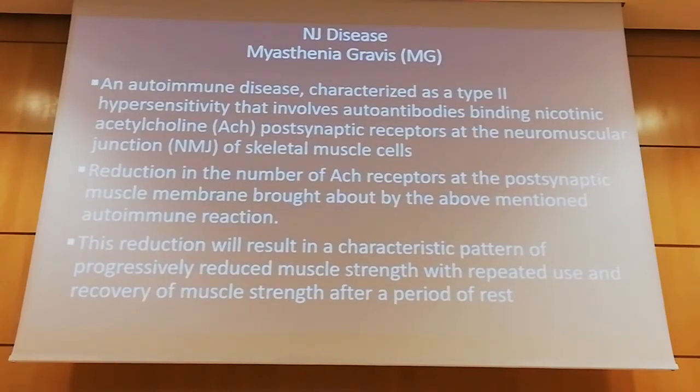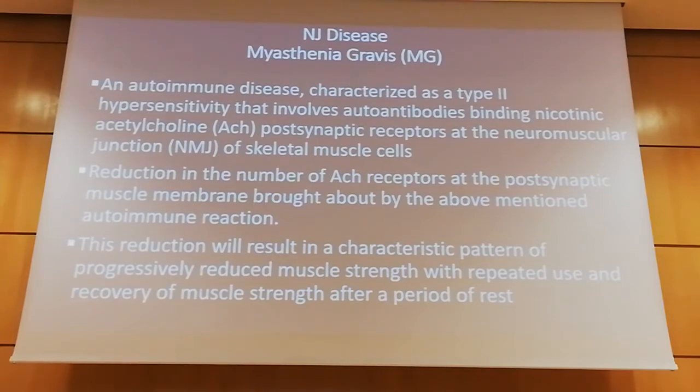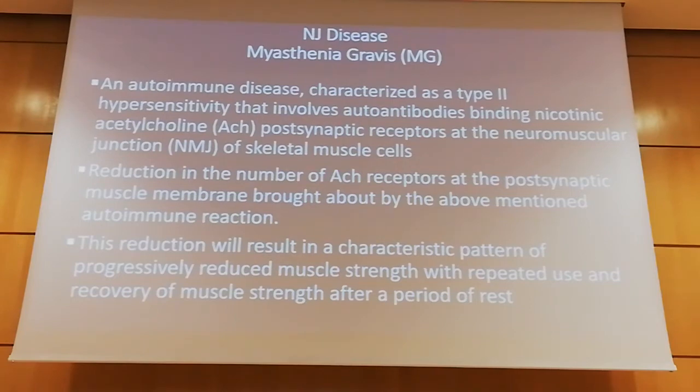All right, so it is considered an autoimmune disease, type 2 hypersensitivity, with autoantibodies directed against the acetylcholine receptors. The end result is a reduction of the acetylcholine receptors at the postsynaptic muscle membrane. And as a result of that, the safety factor... do you guys know what the safety factor is? Have you read it anywhere, in physiology? Today you took a lecture in physiology. Let's see if you have gone over the safety factor. What is the safety factor?